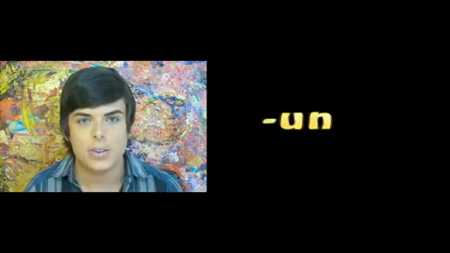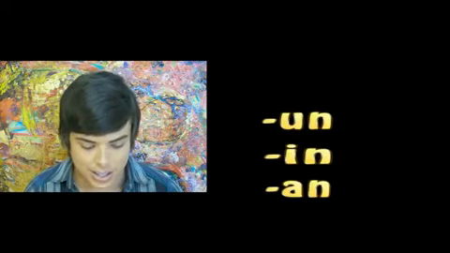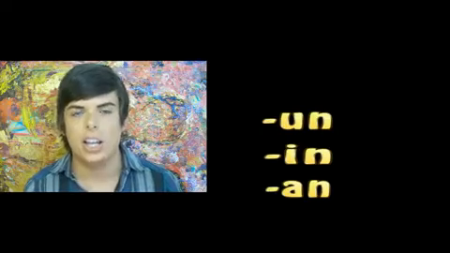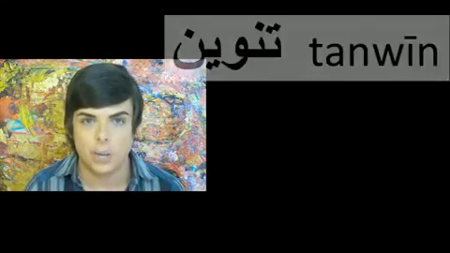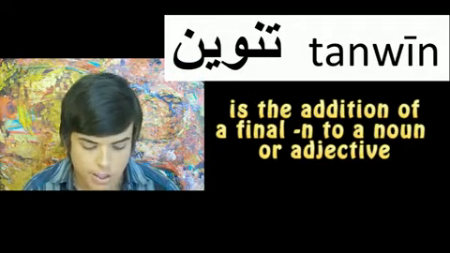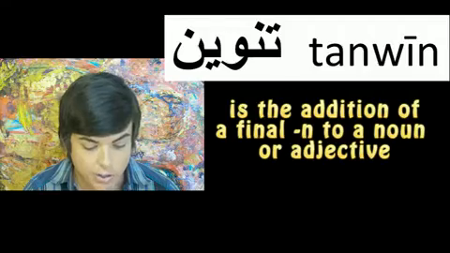The different symbols may represent, in terms of transliteration, the sound un, the sound in, or the sound an, with a tiny bit of variation depending on the dialect, depending on the region, and depending on the word itself. The Arabic term for nunation is tanween, the addition of a final n to a noun or adjective. The vowel before it indicates grammatical case.